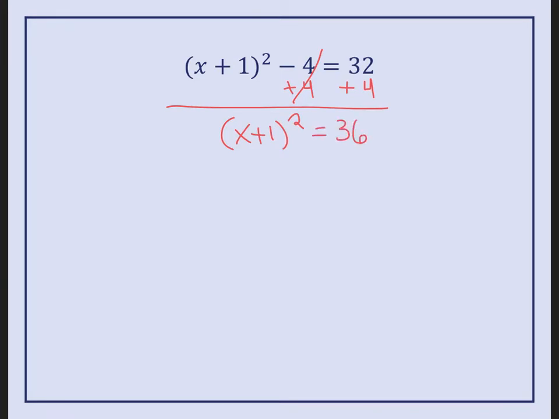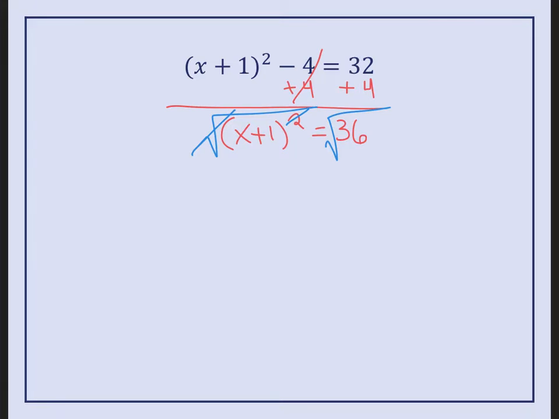So now I can do the inverse operation of squaring something. The opposite of squaring something is going to be taking the square root. So I'm going to take the square root of both sides. The square root and the square, they cancel each other out. I'm left with x plus 1 equals the square root of 36.